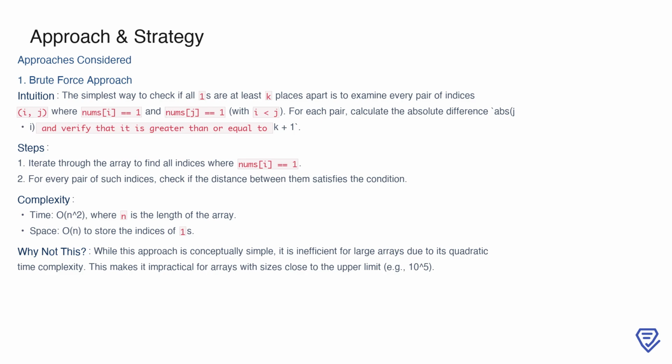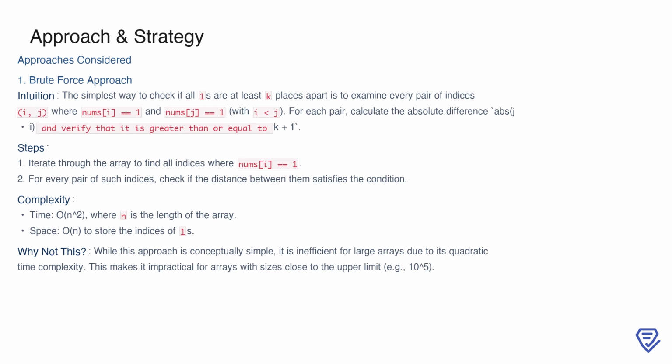To begin, let's consider the brute force approach. The idea here is straightforward. For every pair of indices where the value is 1, we calculate the distance between these indices and check if it meets the condition of being at least k plus 1. This involves two main steps. First, we iterate through the array to identify and store all the indices where the value is 1. Then, for each pair of these indices, we compute the absolute difference between them and verify if it satisfies the required distance.